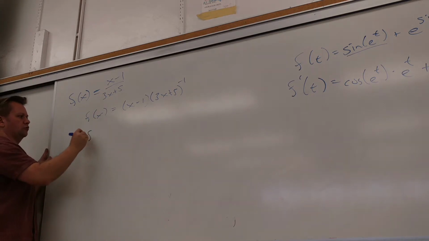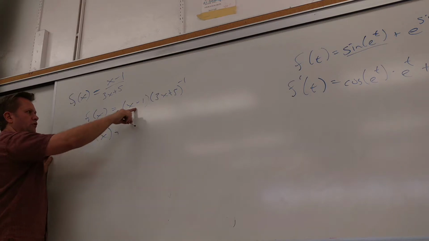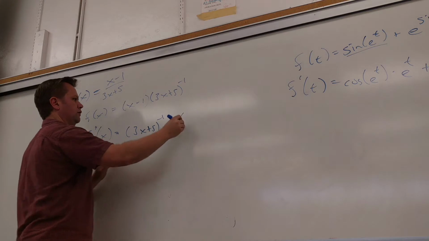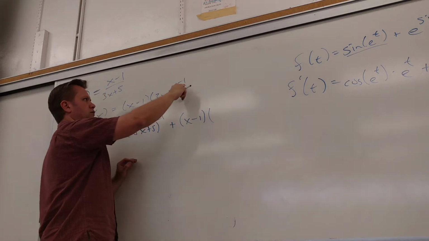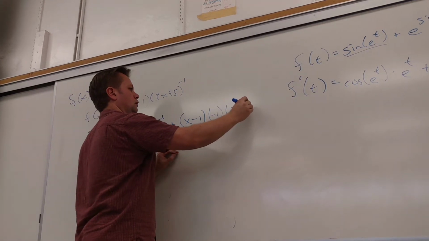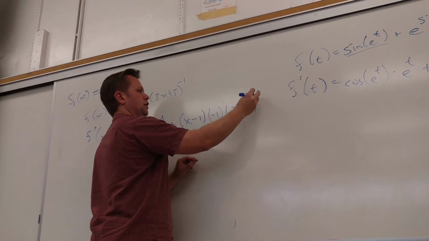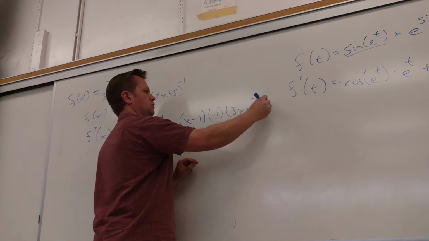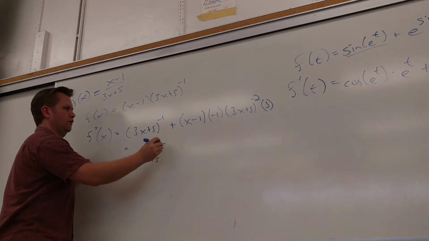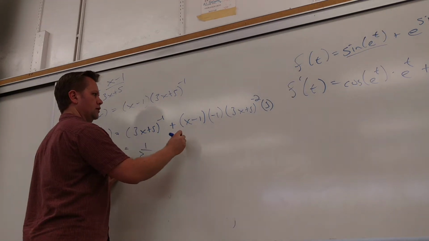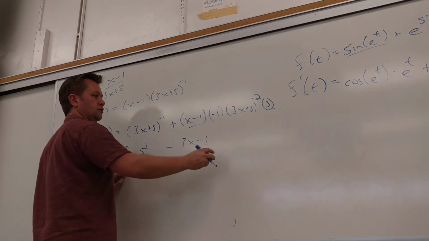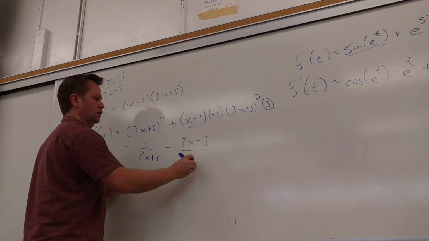So if I do product rule here, the derivative of the first one is 1. Plus, leave the first one alone. What's the derivative of this one? Whatever, 2,000 times 3. I like it. So you get 1 over 3x plus 5, minus 3x minus 3, is that cool, over 3x plus 5 squared.